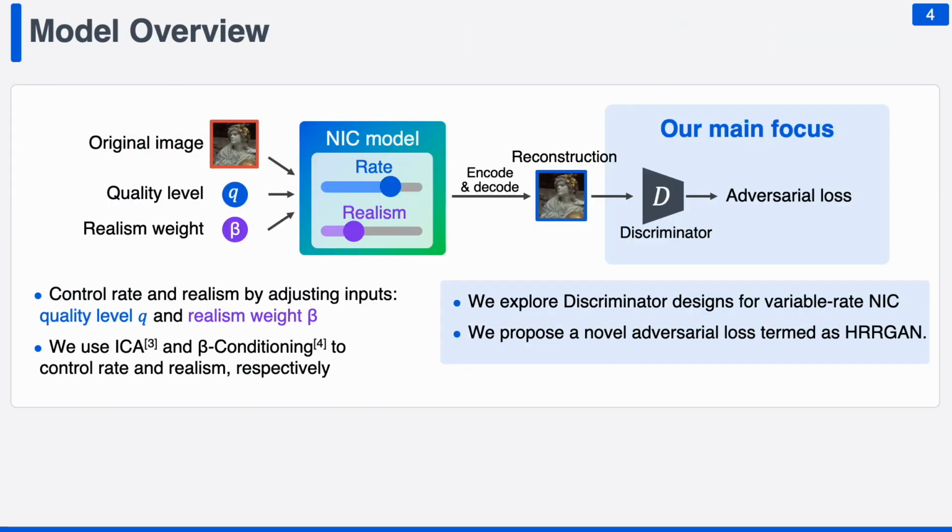This is an overview of our method. The NIC model takes three inputs: the original image, quality level Q, and realism weight beta. The model encodes and decodes the original image, and we obtain reconstruction. By using interpolation channel attention, ICA, and beta conditioning in the single model, we can control the rate and realism by adjusting Q and beta. However, our main focus is more on this light blue part, discriminator and adversarial training, and I will explain the details in the following slides.